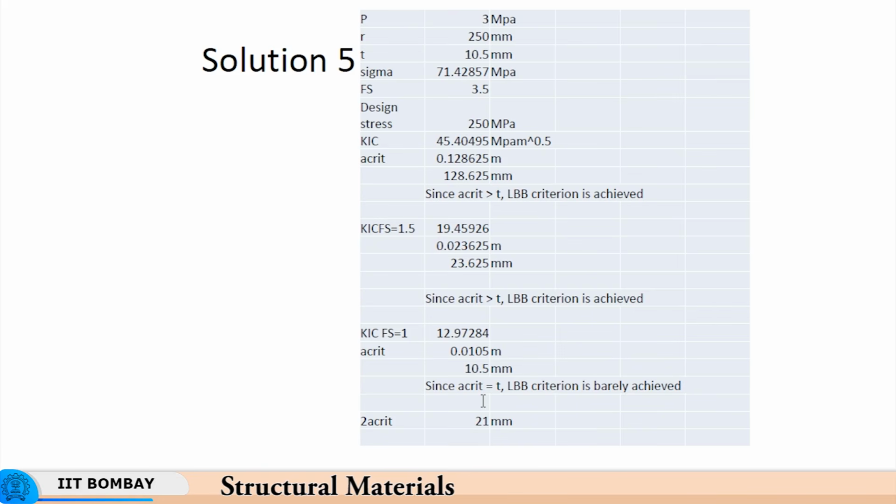Now A critical is the size of the internal flaw, right? So the maximum size of the internal flaw that can be tolerated is 21 millimeters, which is again greater than the thickness, right? 2 times A critical, which is 21 millimeters, is tolerated because A critical is much more than the thickness. So here it is barely achieved, and a 21 mm size flaw, or slightly less than 21 mm flaw, can be tolerated by the pressure vessel with K1C of the material of this magnitude, close to 13, let us say, right? So that's what it means.